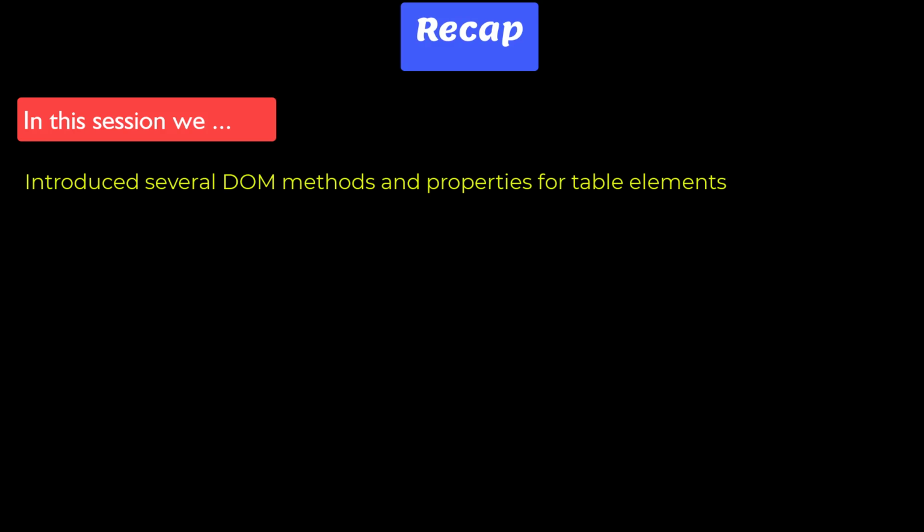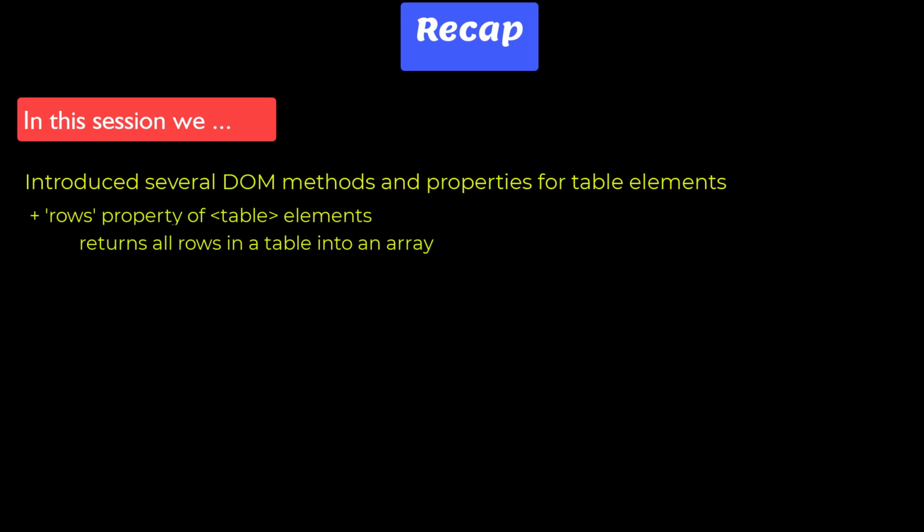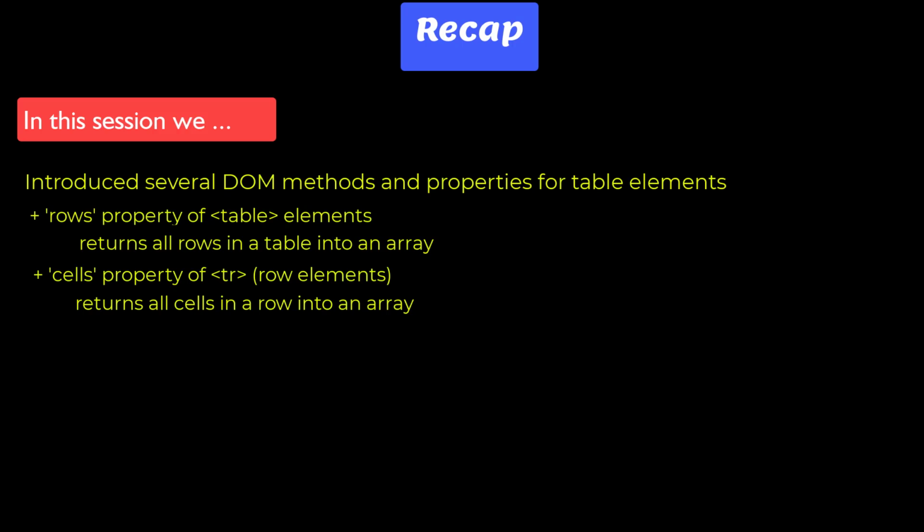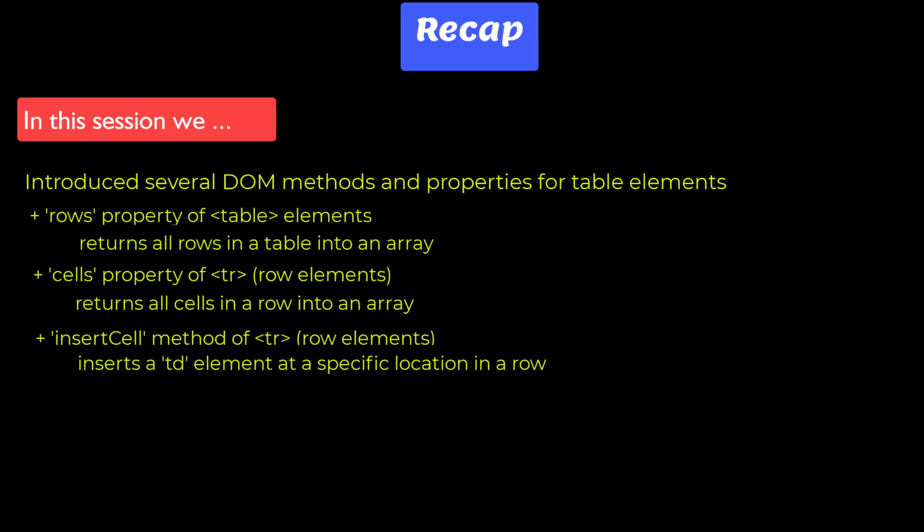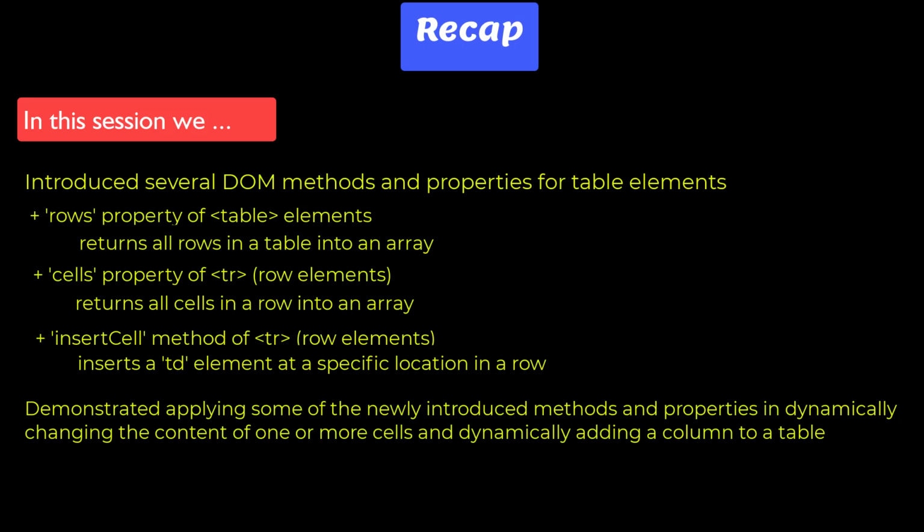In this session, we introduced several DOM methods and properties as they relate to table elements and their descendants. The rows property of table elements returns all rows in a table into an array. The cells property of TR, that is row elements, returns all cells in a row into an array. And the insertCell method of TR, row elements, inserts a TD element at a specific location of a row. We demonstrated applying some of the newly introduced methods and properties in dynamically changing the content of one or more cells and dynamically adding a column to an existing table. And we introduced the JavaScript Number function.